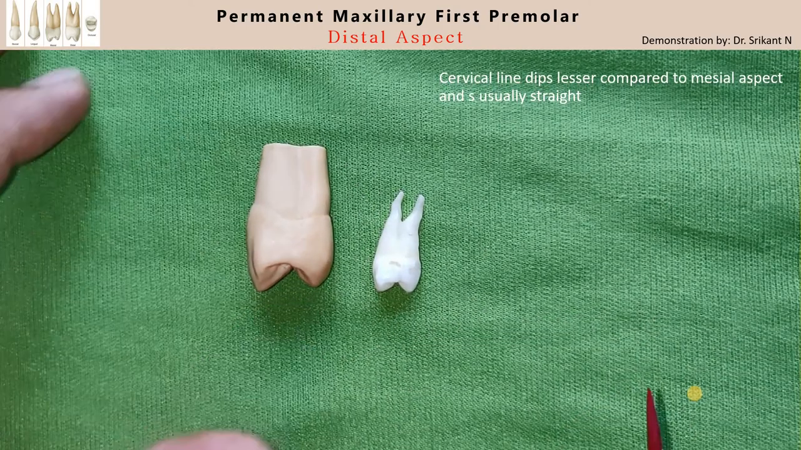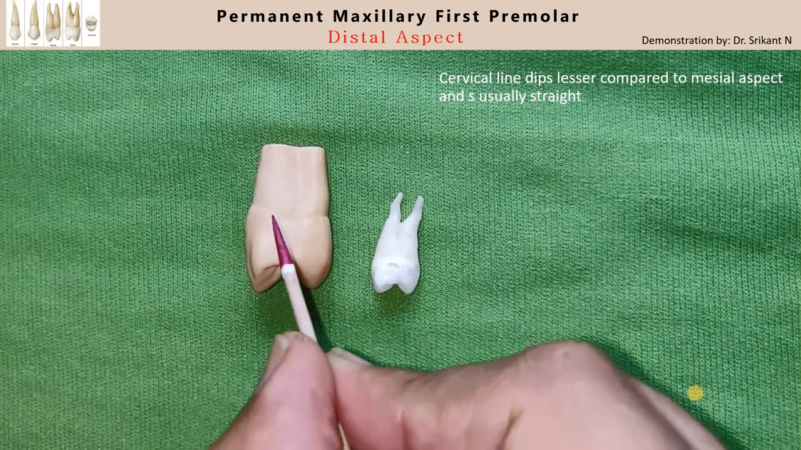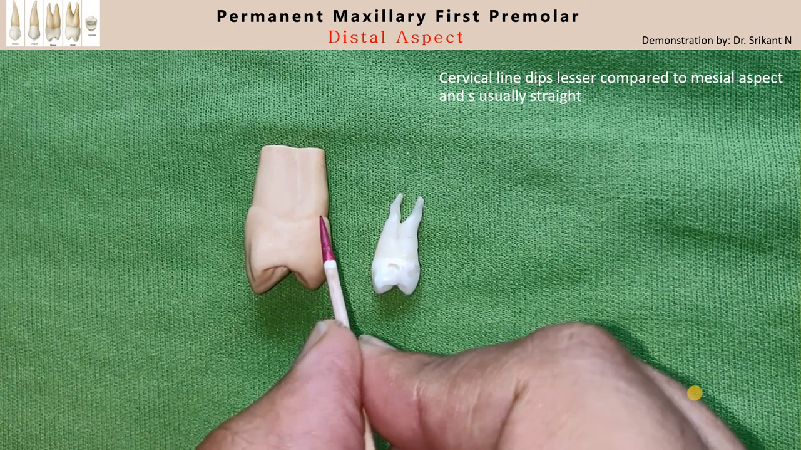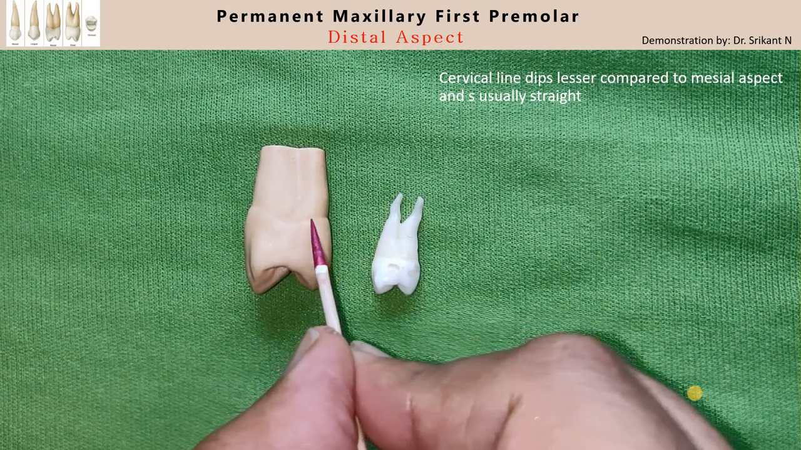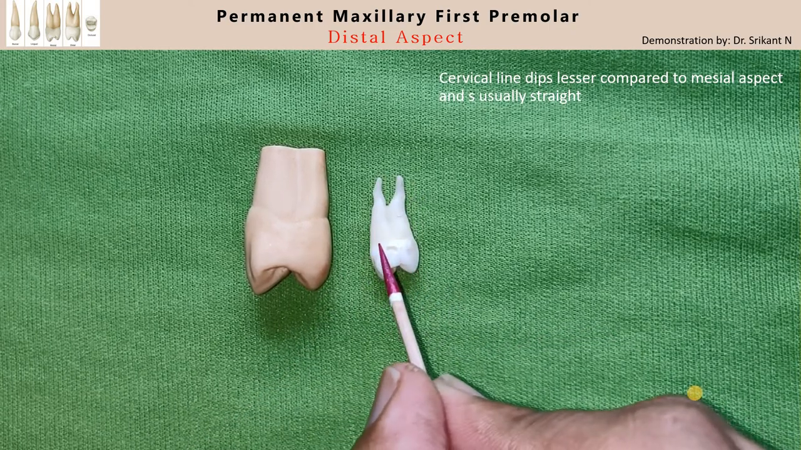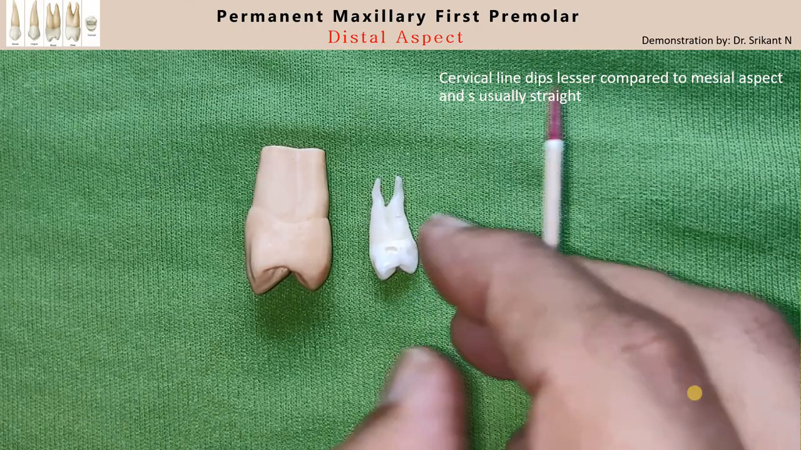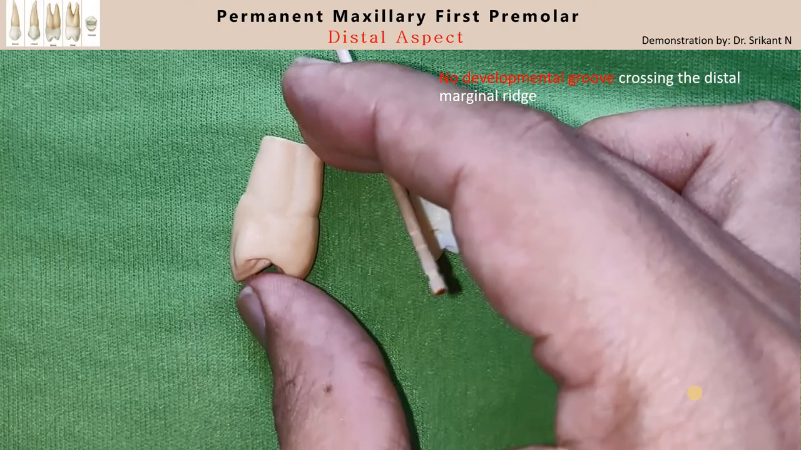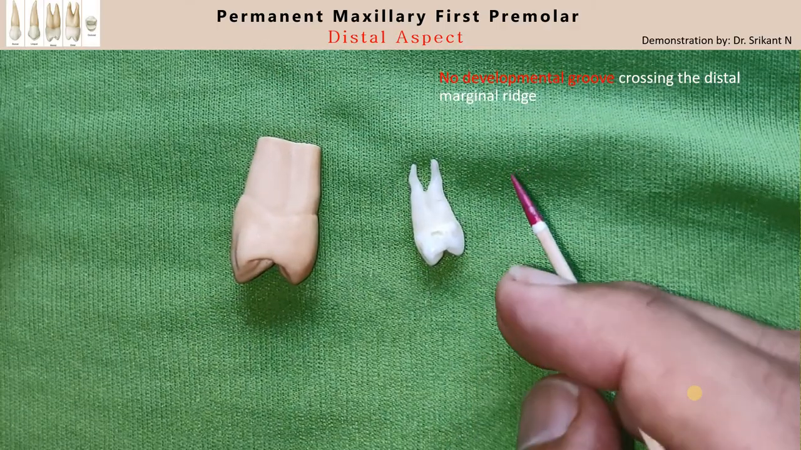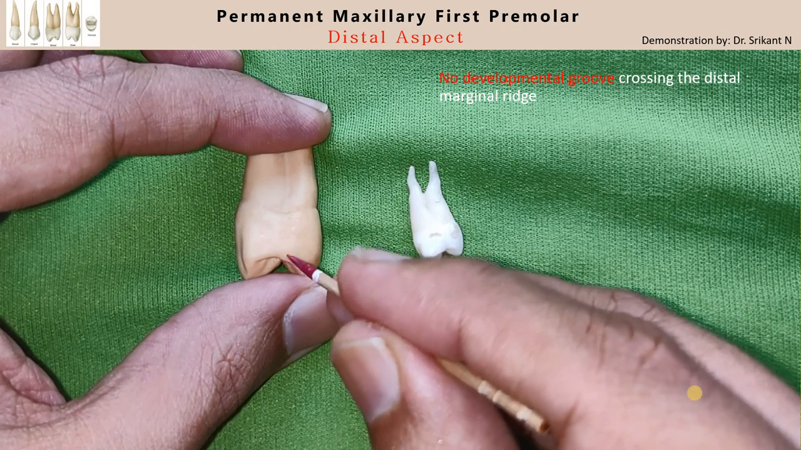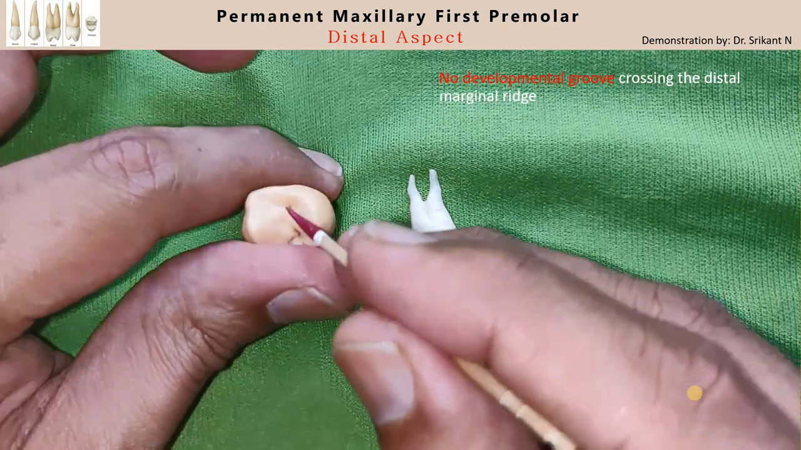When you see the cervical line from the distal aspect, it is less convergent towards the occlusal surface. In a natural tooth specimen, however, you may find the cervical line to be relatively straight, as you see here. Another important finding is that there is no developmental groove crossing the distal marginal ridge. This lack of developmental groove can be a side identifying feature.